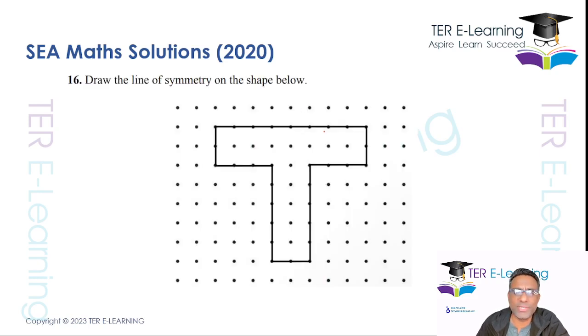Draw the line of symmetry, right? Well, the only line of symmetry we have is this line going down here, right? Think of line of symmetry as if I fold my page along that line, the left hand part and the right hand part, they're going to line up exactly, right? So that's 16.